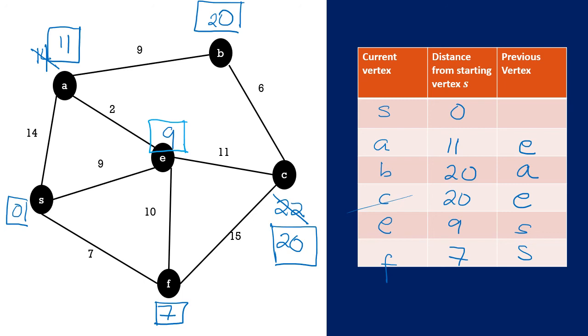So for example, what is that 20? For example, let's look at B. What is that shortest path? So for B, previous vertex of B is A, previous vertex of A is E, previous vertex of E is S. So let's look at that. S, E, A, B, right? So from S to E, that's 9. Plus 2, 11, plus 9, 20. And of course, using this table here, you can again write down all the shortest paths of all the different vertices from S. Okay?